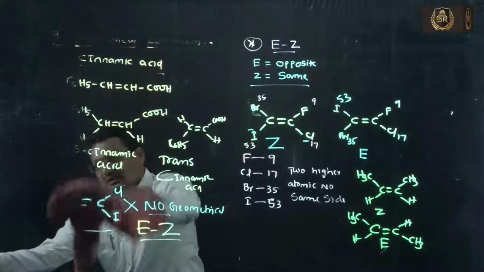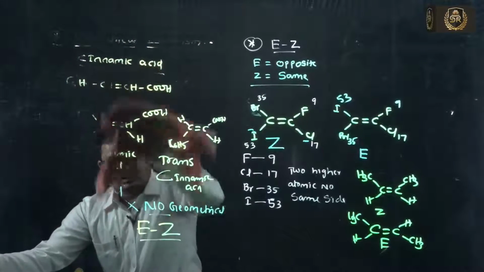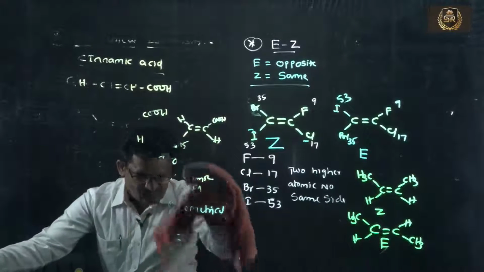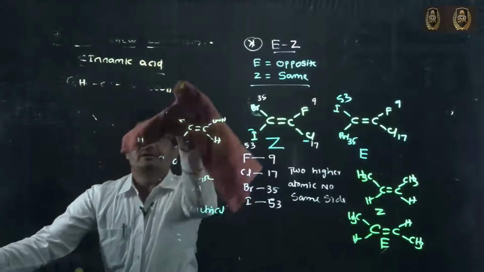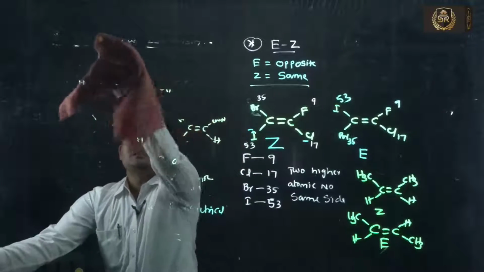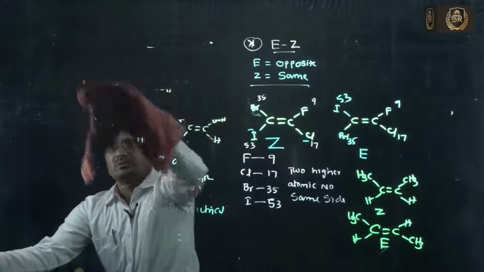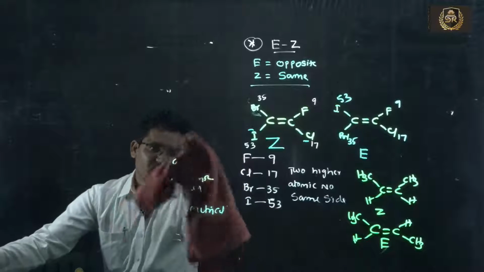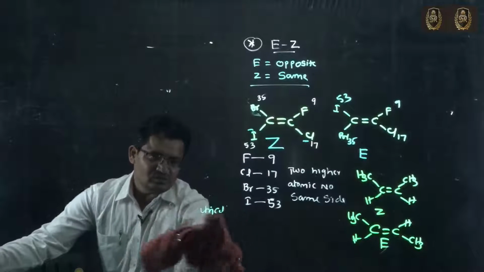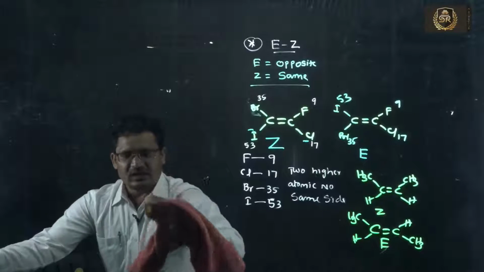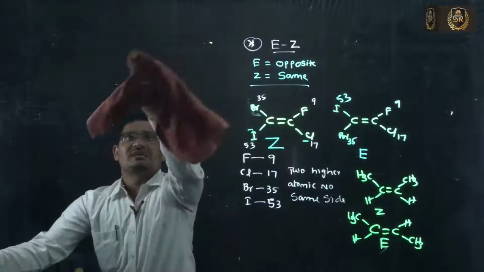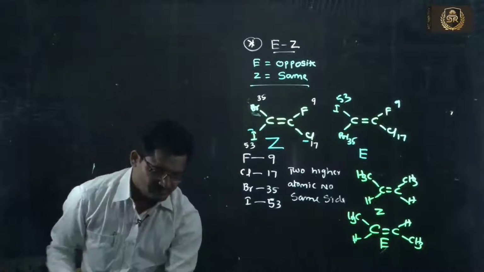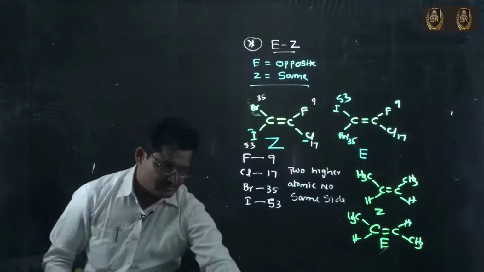Here, for the number of geometrical isomers in polyenes, there are three cases. In the first, both ends will be different, but the number of double bonds is poly. The formula is 2 power n. So if the number of double bonds is poly and both ends are different, how do we calculate it?